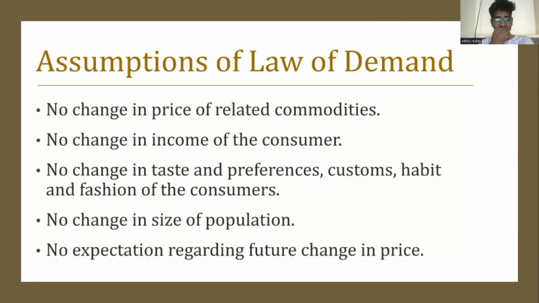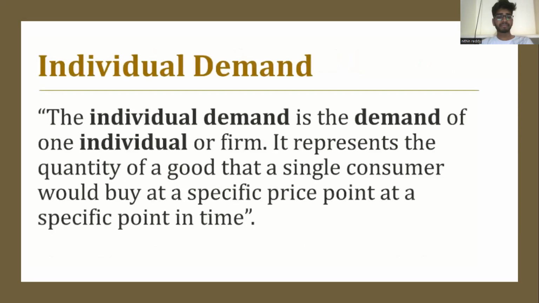The diagram shows the demand curve, which is downward sloping, clearly when the price of the commodity increases from price P3 to P2, then its quantity demanded comes from Q2 to Q3, and vice versa.